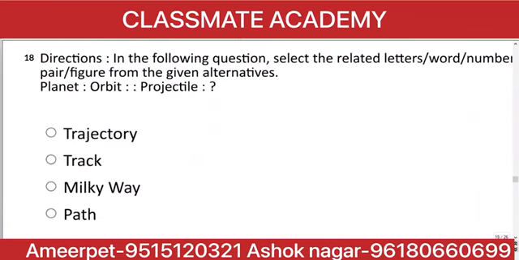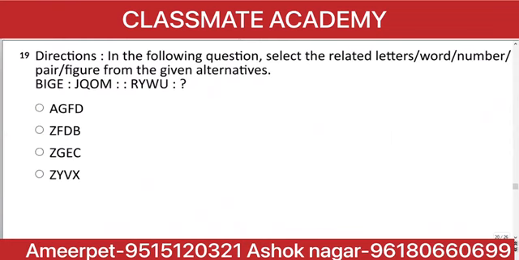Next one is analogy. Planet, orbit. What is the relation between planet and orbit? A planet revolves in a path that is called an orbit. In the same way, projectile means trajectory.